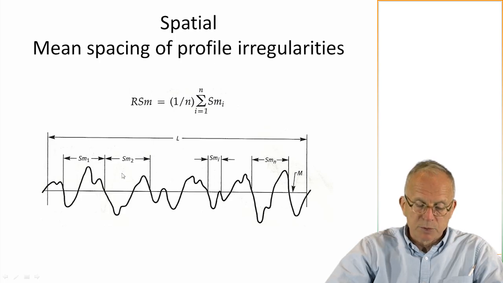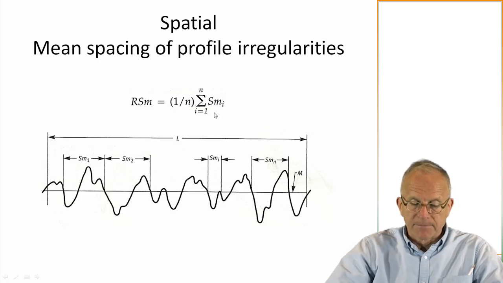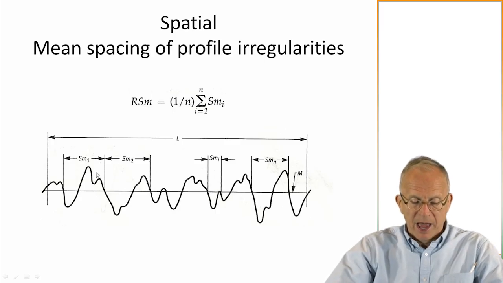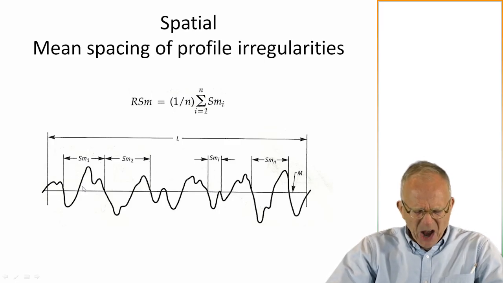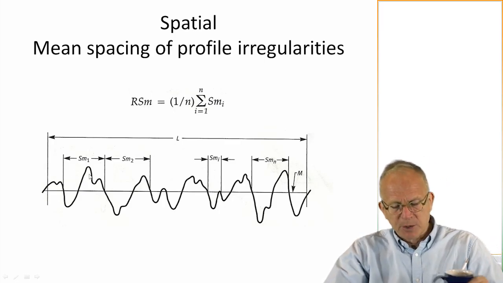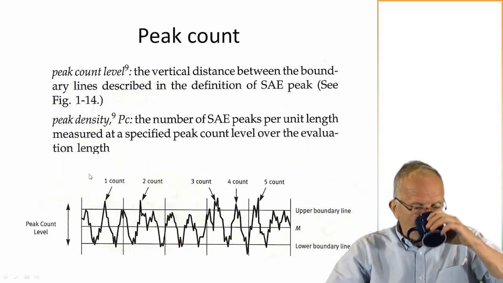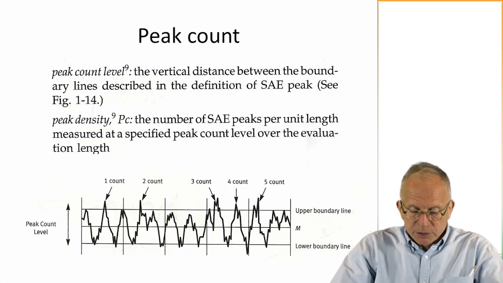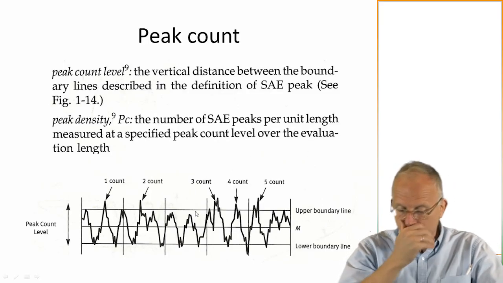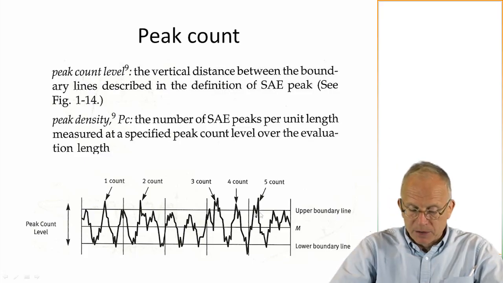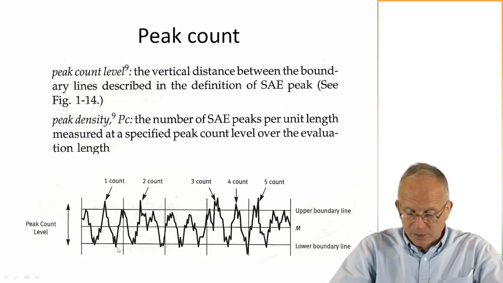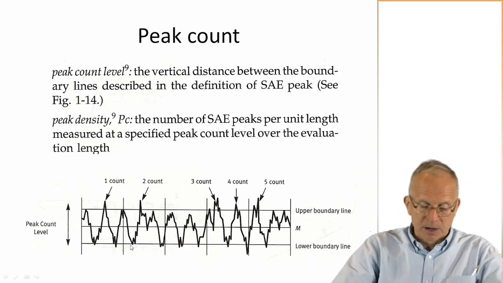So how far is it between profile irregularities? And so we have an average spacing like this. But in order to do that, we need to define, where's a height? Where are we going to cut this profile to define what an irregularity is? And does this count as one, or two irregularities? So the peak count has a similar problem. We need an upper boundary layer, and then we say before we can count another peak, the profile is going to go below the lower boundary.